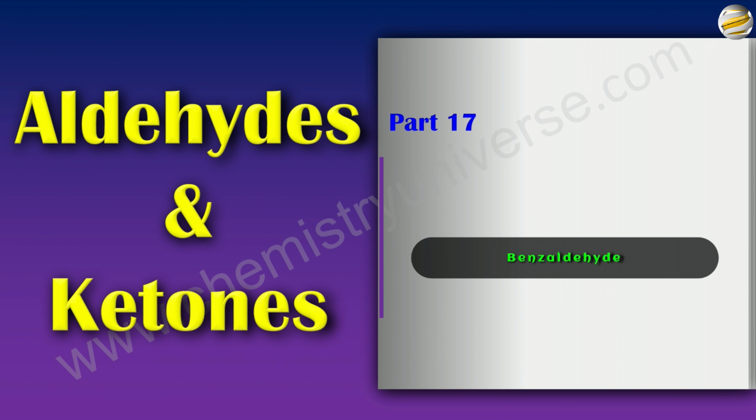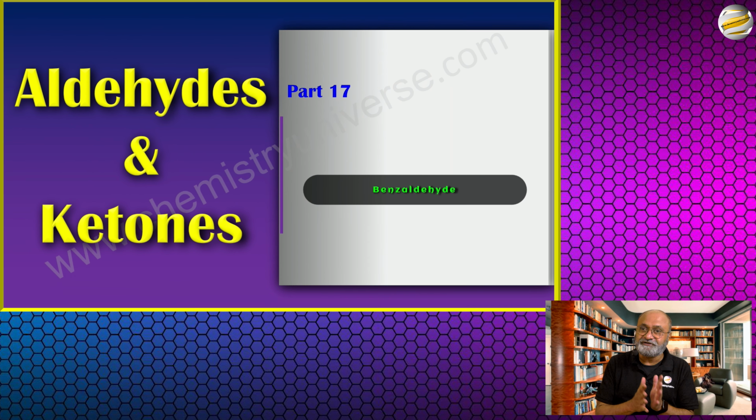You are watching the chemical properties of aldehydes and ketones. This is part 17, and in this one we're going to exclusively discuss benzaldehyde. There isn't much that is different in benzaldehyde. Most of the reactions and preparation we've already done. But we're specifically doing benzaldehyde because it's a very important aldehyde among all aldehydes, and therefore we need to do it separately.